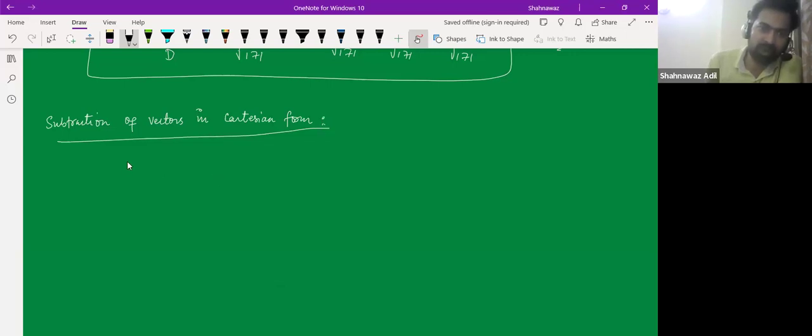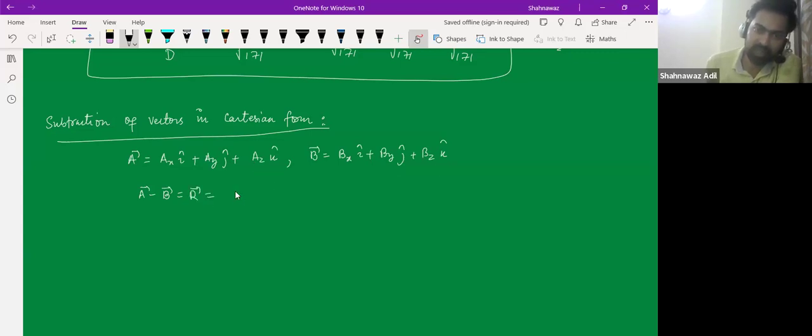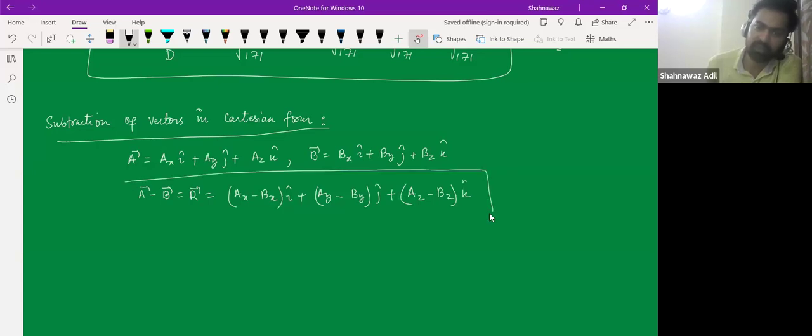So if we want to subtract two vectors, let's say we have A, which is AX i, and then we have B, which is BX i. Then A minus B is simply, let's call it R, right? And this is simply AX minus BX i hat, and then AY minus BY j hat, and then AZ minus BZ k hat. So this is the subtraction of it.